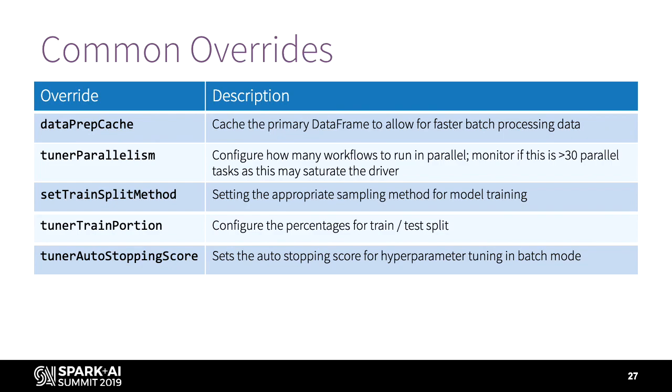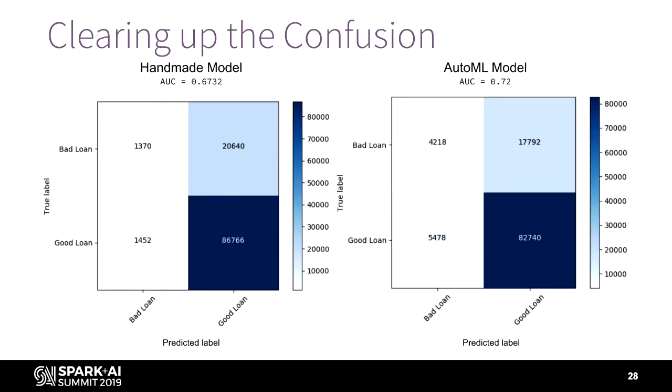And the next one is the tuner auto stopping score. This is going to be a value that's going to stop your hyperparameter tuning. So saying, hey, if the AUC hits X value, stop where you are. That's going to be the best model. And that's also another guardrail, especially if you're limited on time. You can set that auto stopping score to make sure you're stopping at a reasonable AUC.